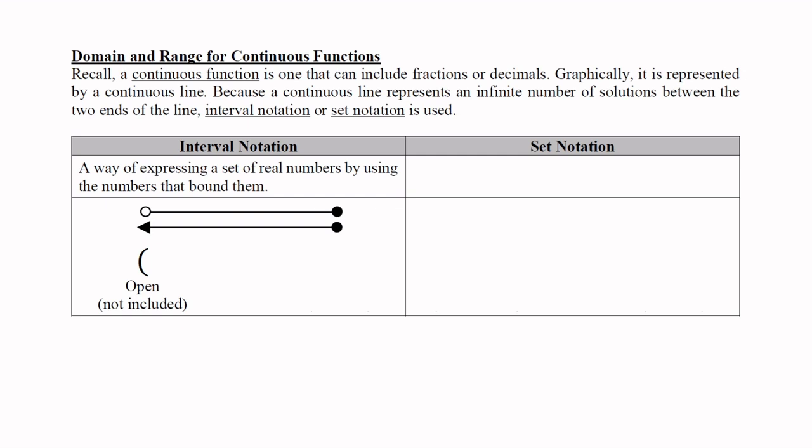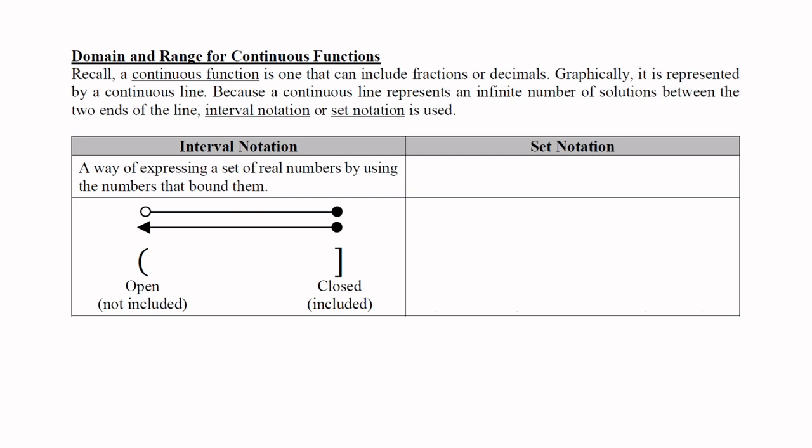A closed dot means that we are including the value, so we use a bracket to indicate that it is closed on that end and that the value is included. Interval notation is what you're going to be using more of when you're writing domain and range and other types of things that we're going to be looking at on graphs in terms of key features.